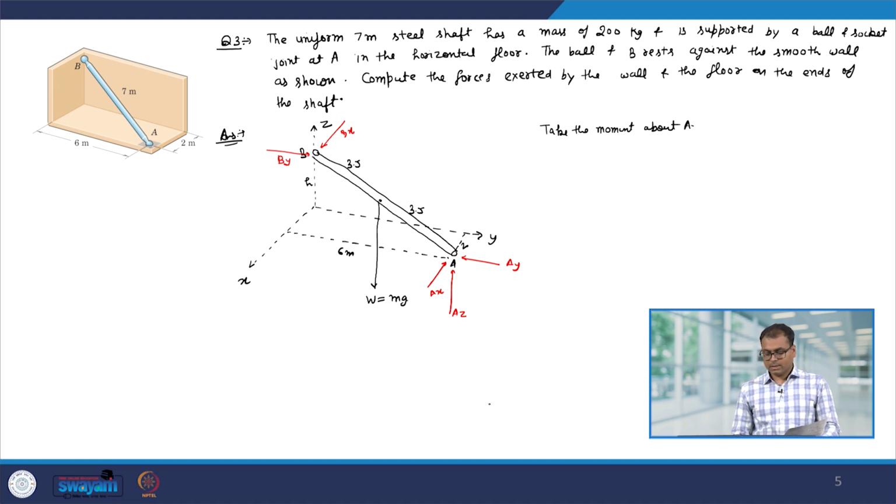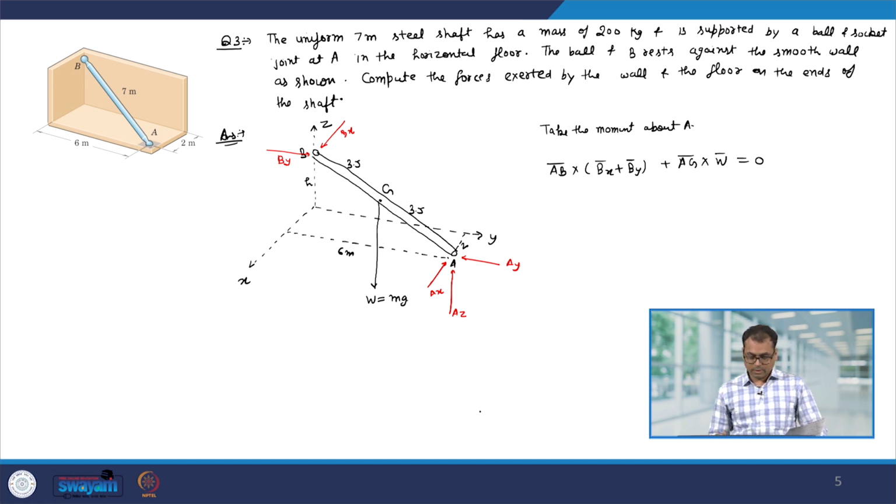So in this case, the contribution from AX, AY and AZ will go away because they are passing through A, and the moment will be AB multiplied by BX plus BY plus AG, let us call it Z, multiplied by W, and this has to be 0 for the equilibrium.